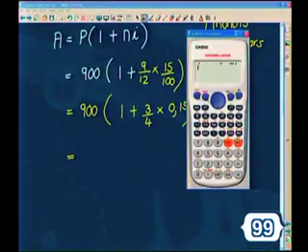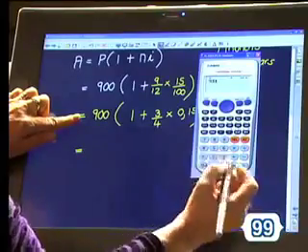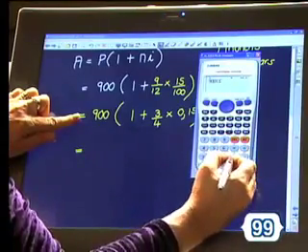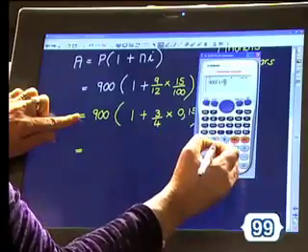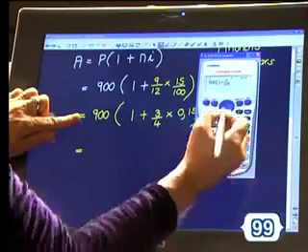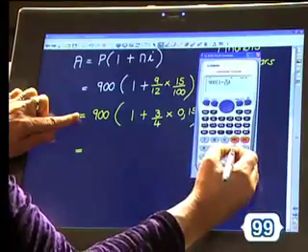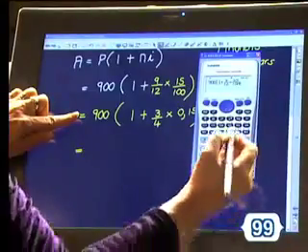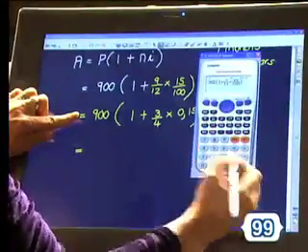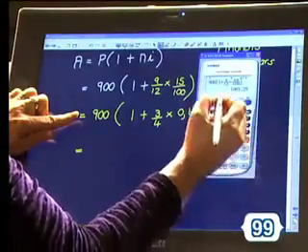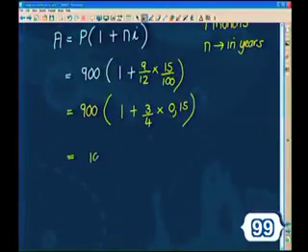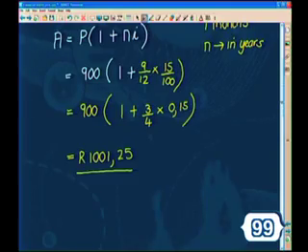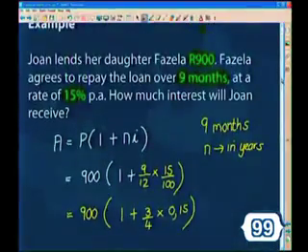So let's do that. So we're going to get 900, and we're timesing it by 1 plus. I'm going to keep it as 9 over 12, 9 months out of 12 months, and times it by 15 over 100. And our final amount, remember, is money. So it is 1001,25. But now always be careful to just go back and see if you've actually answered the question.